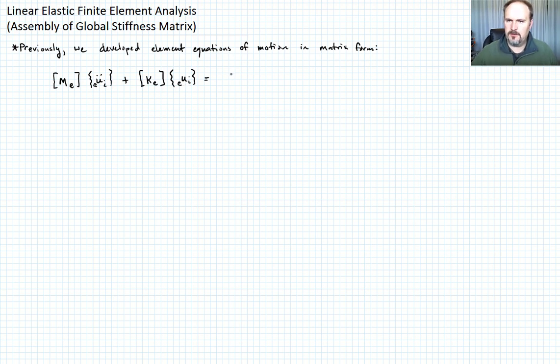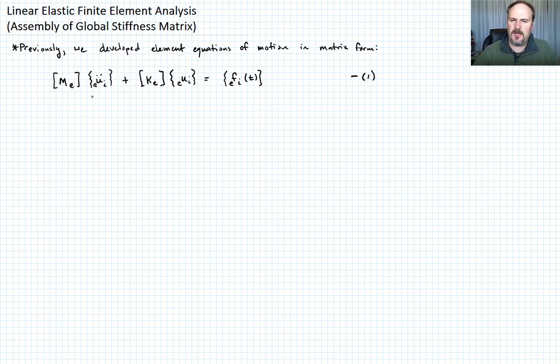Is going to be equal to F I, again, this is at the element level. And I'll just remind you this could be a function of t, as actually can the accelerations and displacements. Okay, but we'll just call this equation 1.